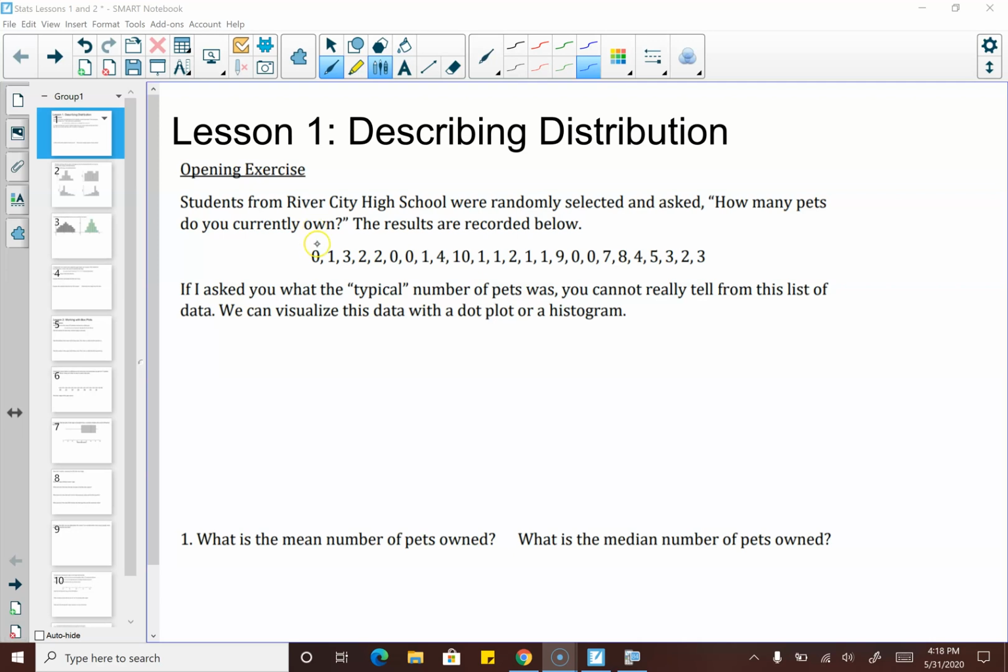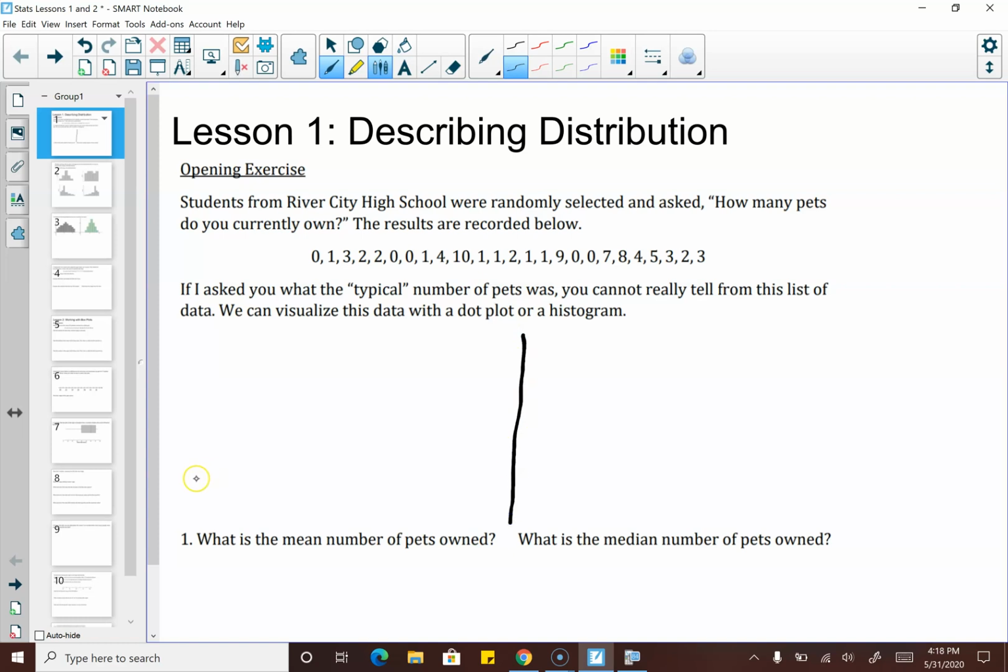So one person said 0, one said 1, we had 3, 2, 2, 0, 0, and so on. So those are all their answers. If I asked you to write what the typical number of pets was, you can't really tell this by just staring at all those numbers. So we can visualize this data with either a dot plot or a histogram, okay?